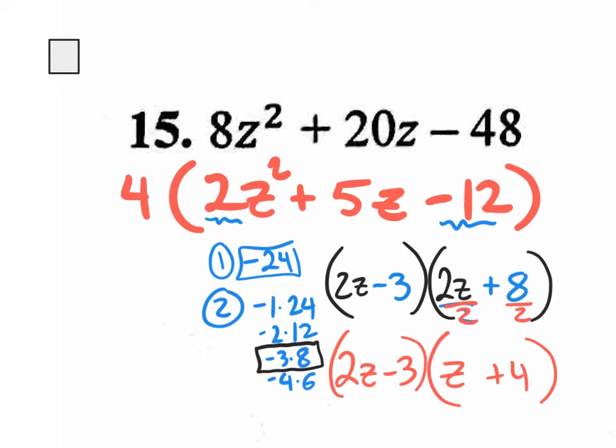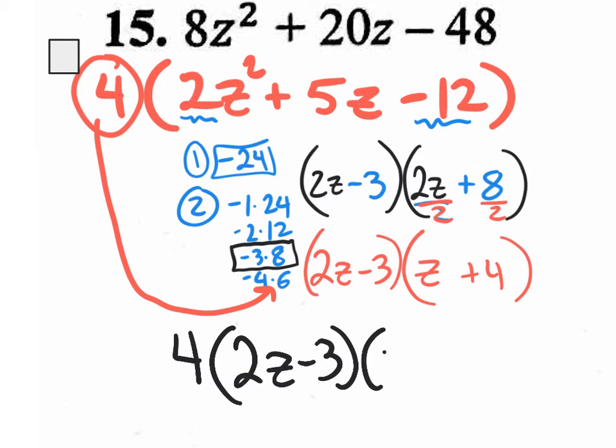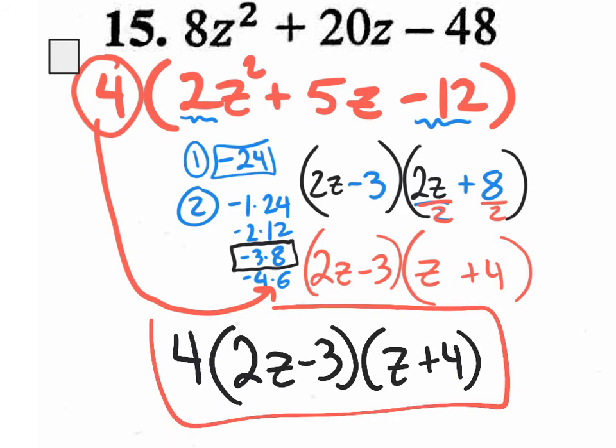Just kidding, that is not the answer. We are missing the 4 that's out here. You need to bring that down in the front. Actually, let me rewrite the whole thing. So my answer should be the 4 out in the front, parenthesis 2z minus 3, z plus 4. And that's it.